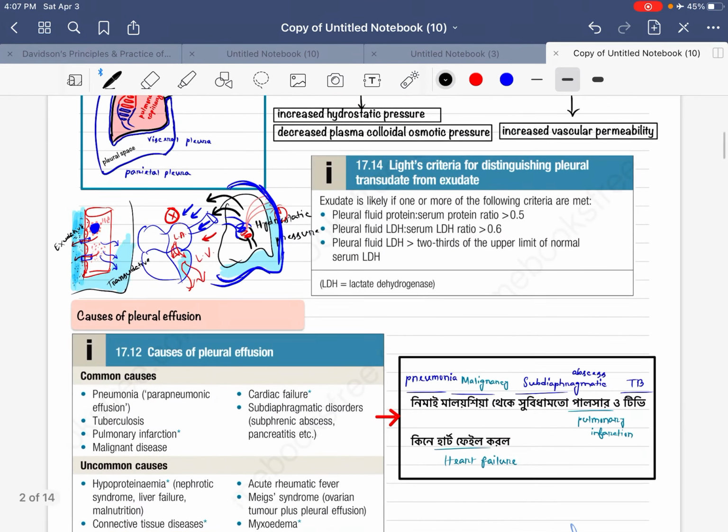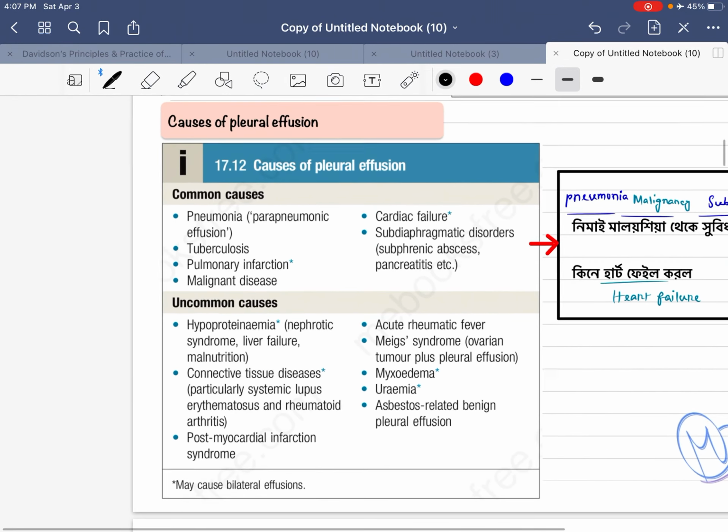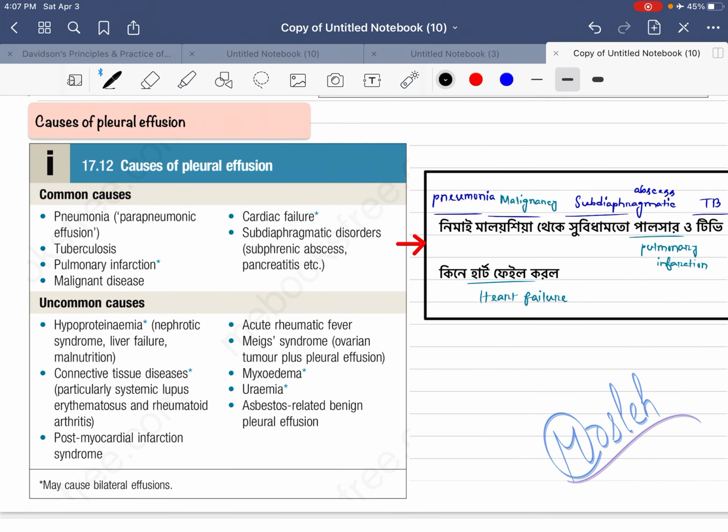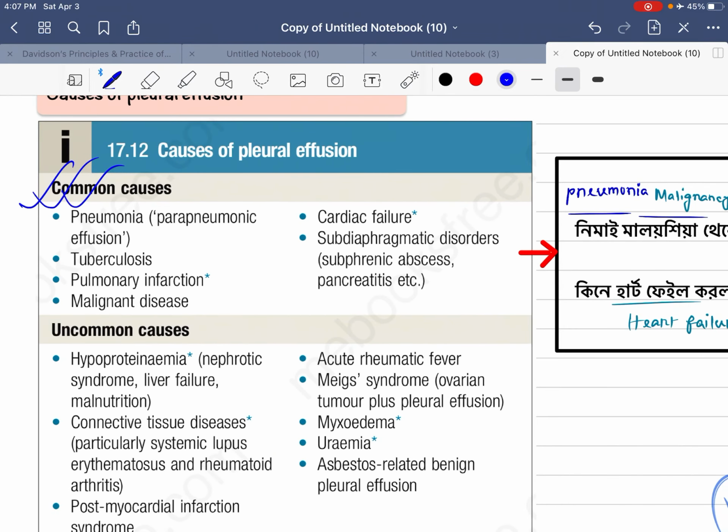Okay, now let's see the chart of causes of pleural effusion from Davidson. We mainly have to know the common causes first, then if you can, remember the uncommon causes. So look at the chart. Pneumonia. Think what type of pleural effusion will occur there, transudative or exudative? Definitely exudative, because pneumonia is caused by pneumococci or streptococci bacteria, so there will be inflammation. If there is inflammation, that means exudation will occur.